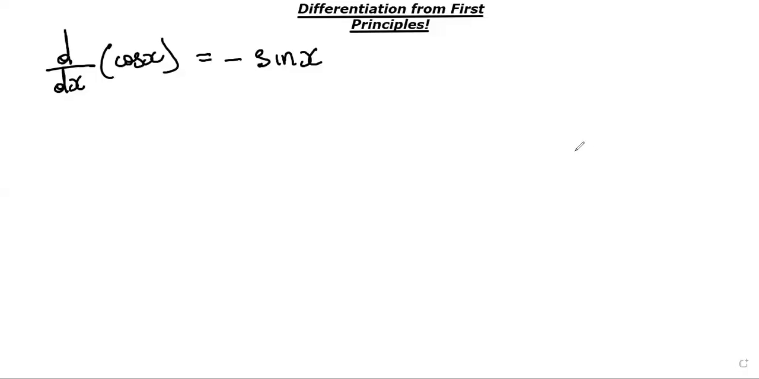So let's say you are seated peacefully in the exam, minding your own business, and they decide to ask you to use the definition of the derivative in order to prove that the derivative of cosine x is negative sine x. So the first thing you do is to allow f of x to be cosine x.